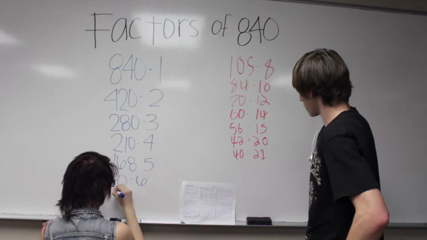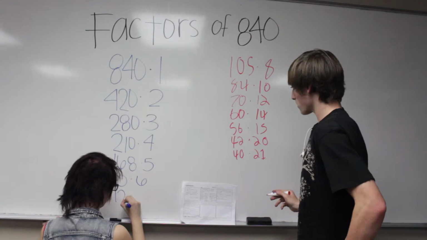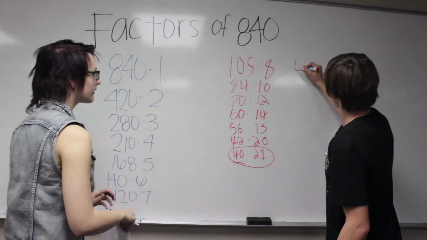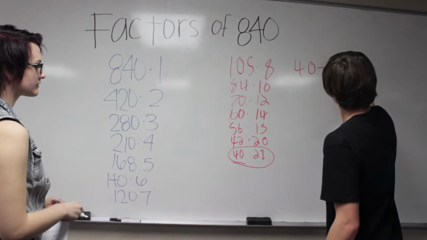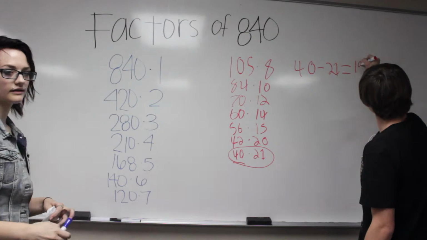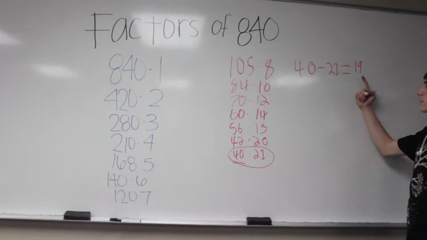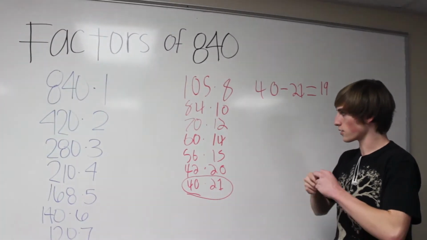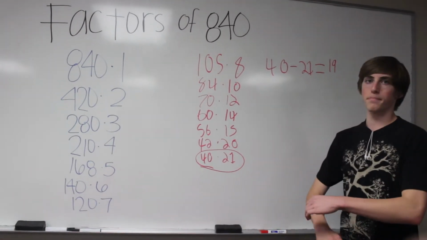Now, which one of these factors looks like it could add or subtract to equal 19? If you answered 42 and 20, you are utterly and completely wrong. The correct answer is 40 and 21. But we have to add or subtract. So if we add, we obviously can't get 19 because 21 plus 40 equals 61. So we have to subtract. And we'll subtract 21 from 40, and that will equal 19.